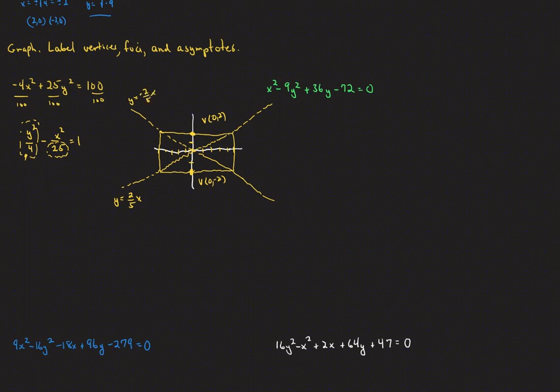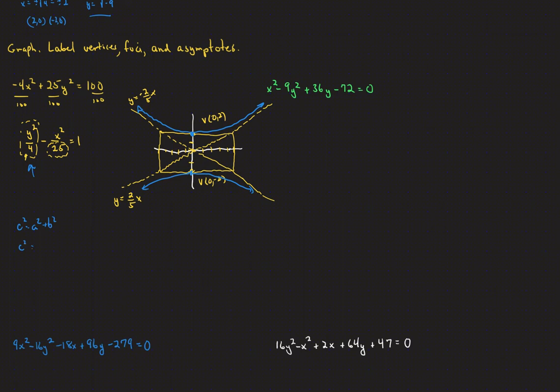So our actual hyperbola is going to contain these vertices and will approach those asymptotes. So it's going to open up and down because we had what we would call a y squared over a squared hyperbola. Now to find the foci, we're going to take c squared equals a squared plus b squared.